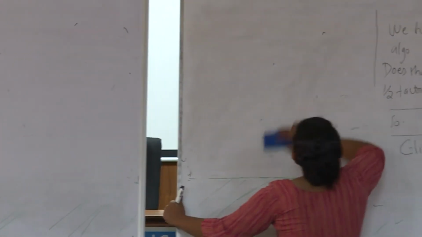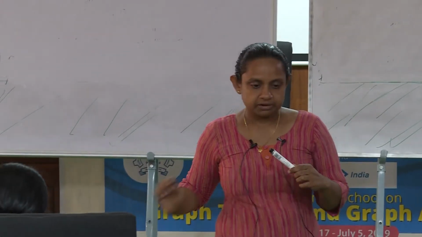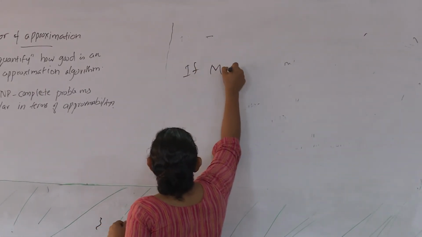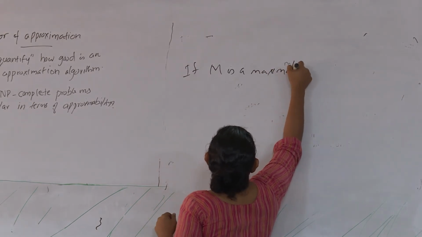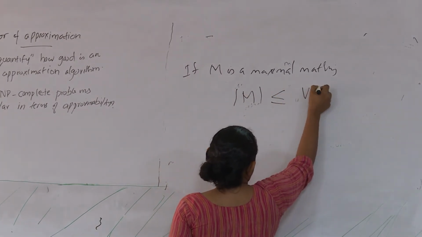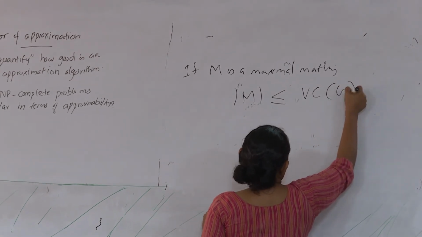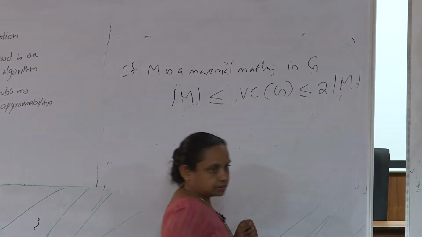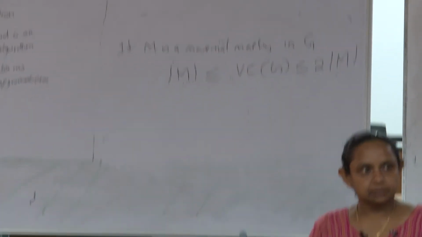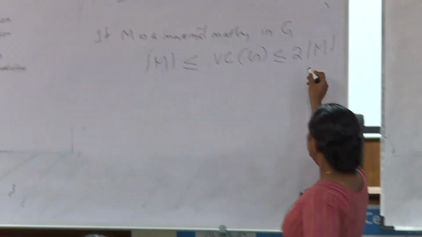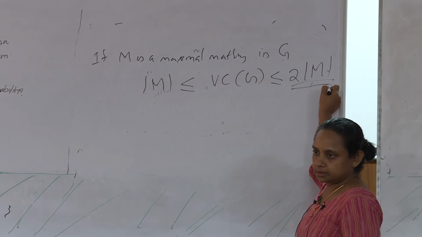Okay, so just one more small thing. For vertex cover, when we solved it, we said that if M is a maximal matching, then the size of M is less than or equal to the vertex cover number of G, which is less than or equal to 2 times the cardinality of M, right? This is the relation which we used. After we got our solution, we wanted a lower bound. This is the size that we got for our vertex cover, by taking both the endpoints of all edges in the matching.